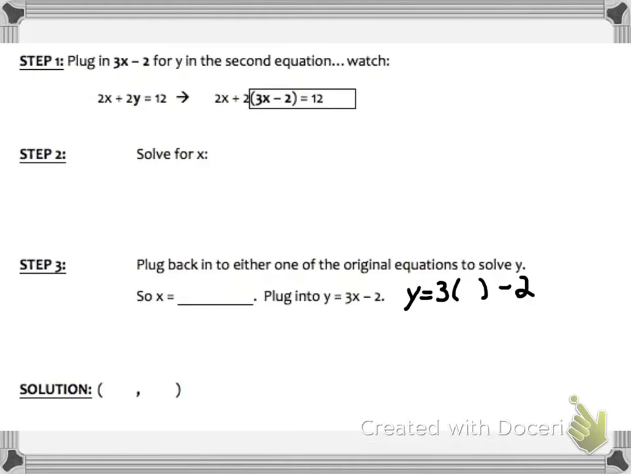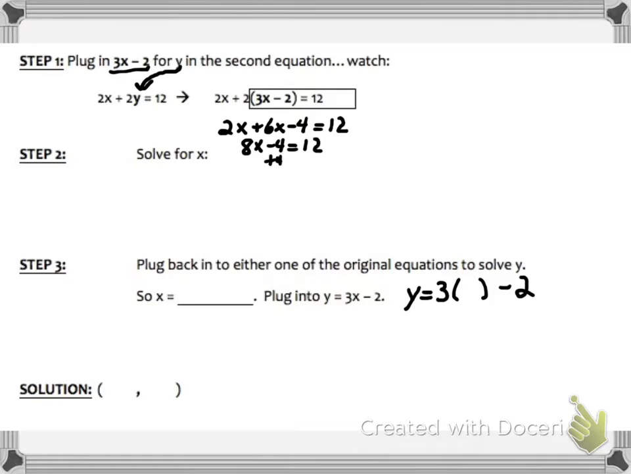Hence, the 3x minus 2 can be plugged in for y, and it makes my second equation become 3x plus 2 times the quantity 3x minus 2 equals 12. Once I've plugged in, now I solve for the variable, in this case for x. So I'm going to distribute, and I'm going to be left with 2x plus 6x minus 4 equals 12. I'm going to simplify and get 8x minus 4 equals 12.